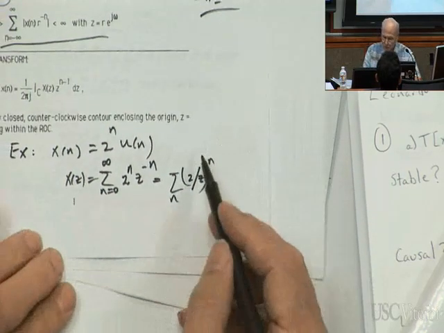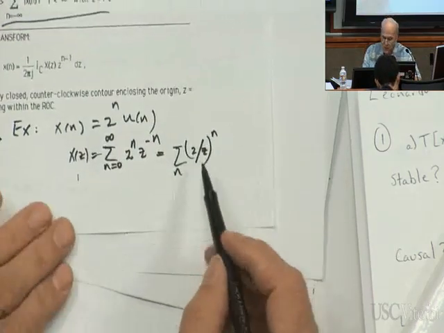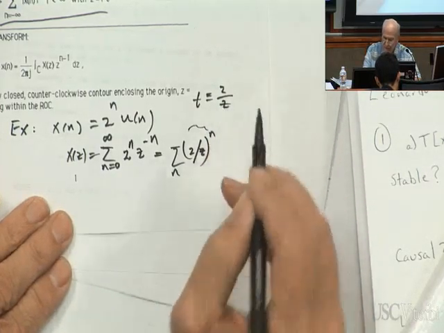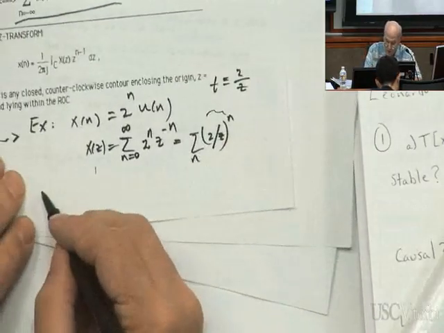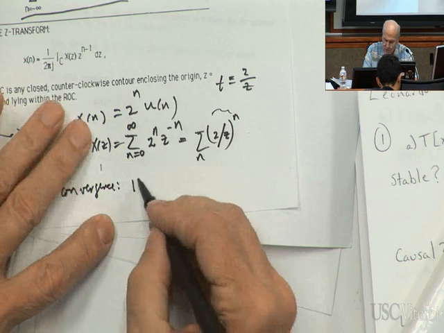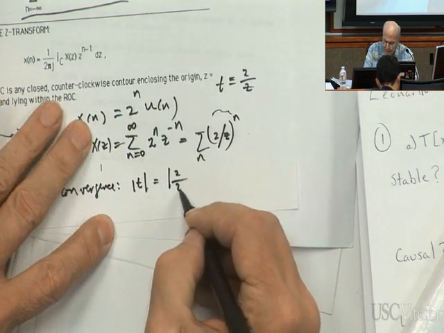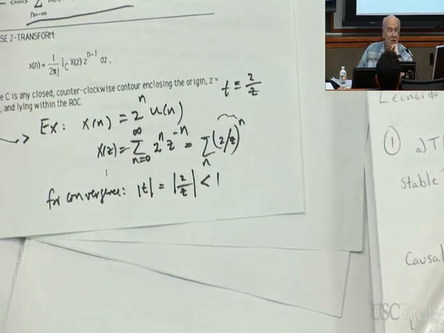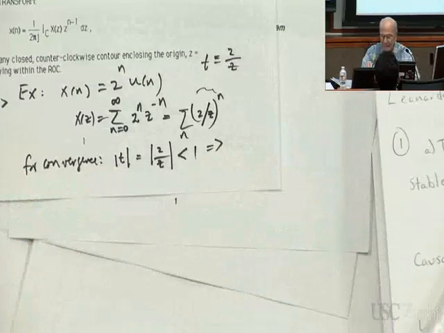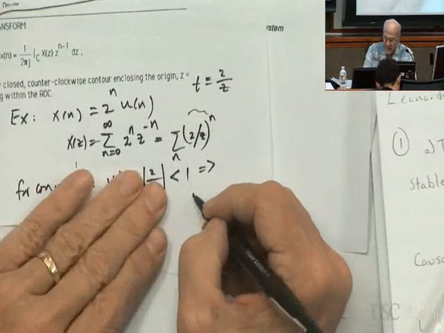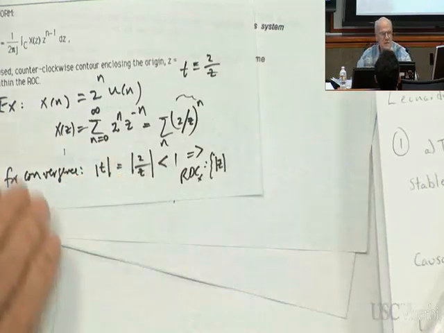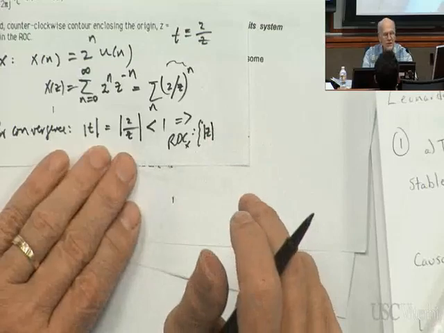What is that region? Well, for this thing to converge, call that t equals 2 over z. We need for convergence the magnitude of t, equal to the magnitude of 2 over z, to be less than 1. Well, guess what? That defines the region of convergence. That implies that yes, the z-transform does exist, and the ROC of this sequence is the set of all points in the complex plane with magnitude greater than 2.